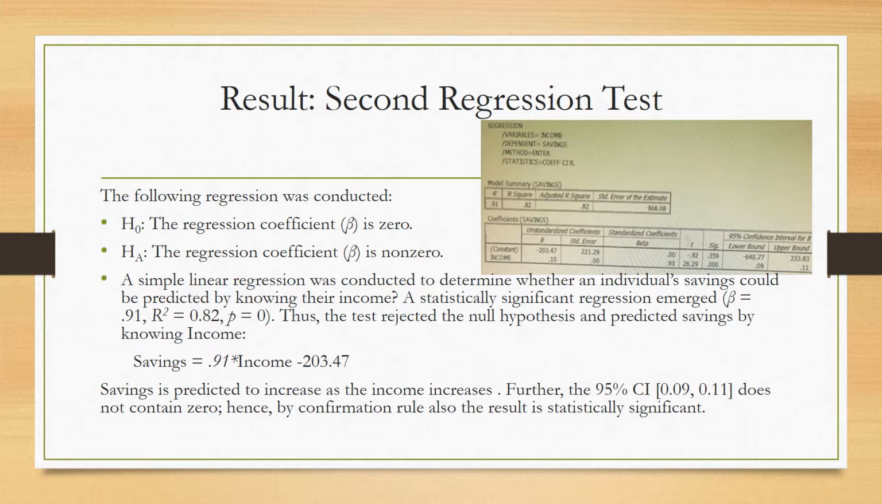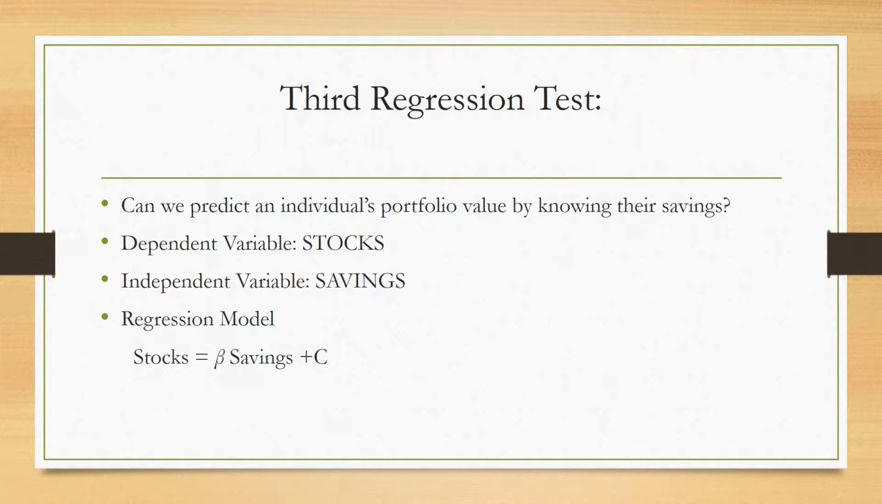And furthermore, in the 95% confidence interval, the lower bound is 0.09 and the upper bound is 0.11. This interval doesn't include 0, means we can further confirm that beta is non-zero, means the test is statistically significant.